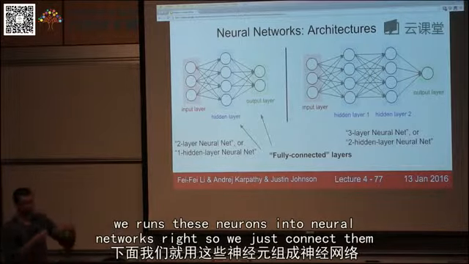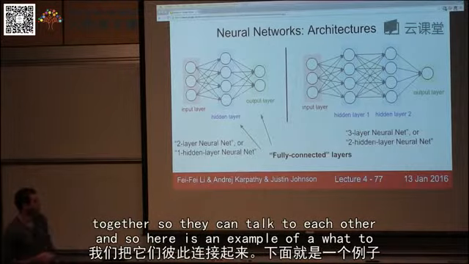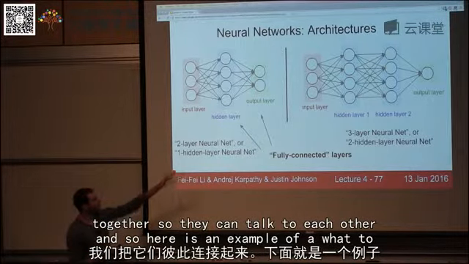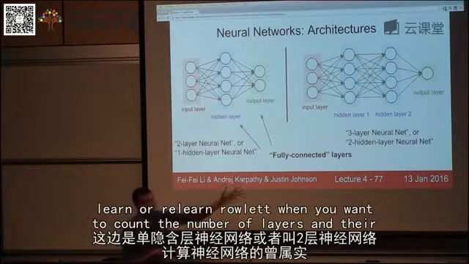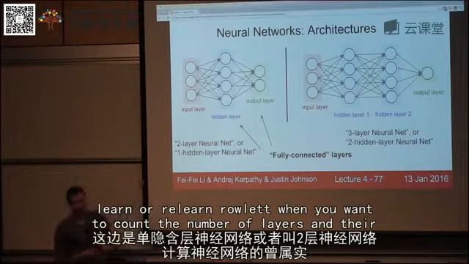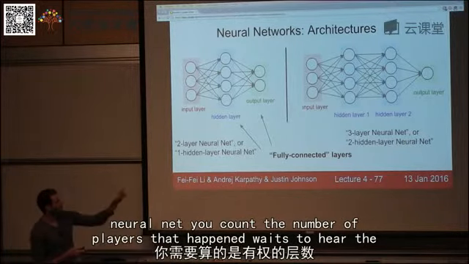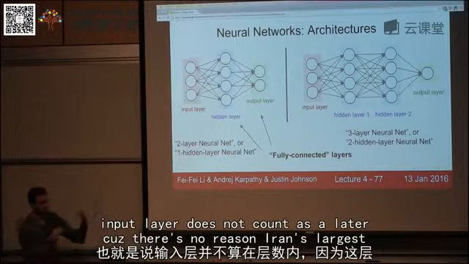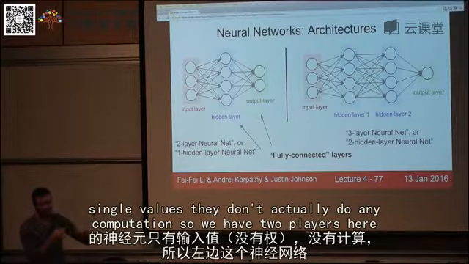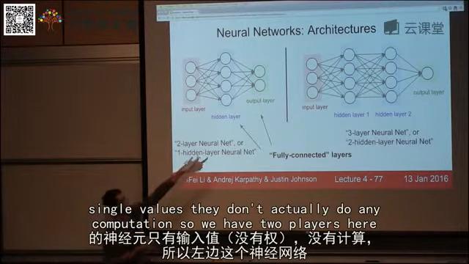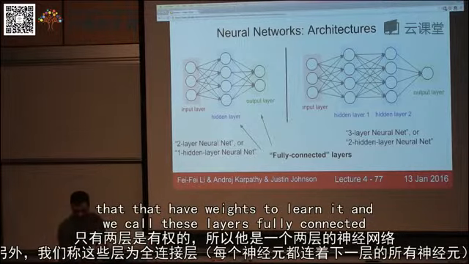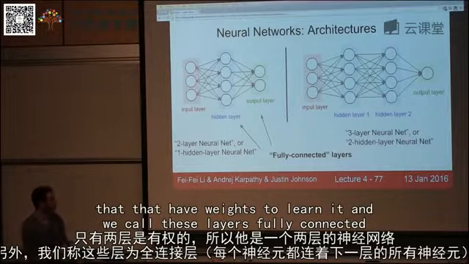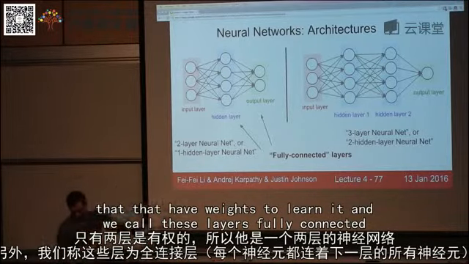And then we arrange these neurons into neural networks, right? We just connect them together so they can talk to each other. Here's an example of a 2-layer neural net and a 3-layer neural net. When you want to count the number of layers in a neural net, you count the number of layers that have weights. Here the input layer does not count as a layer because these neurons are just single values. They don't actually do any computation. So we have 2 layers here that have weights, so it's a 2-layer net. And we call these layers fully connected layers.